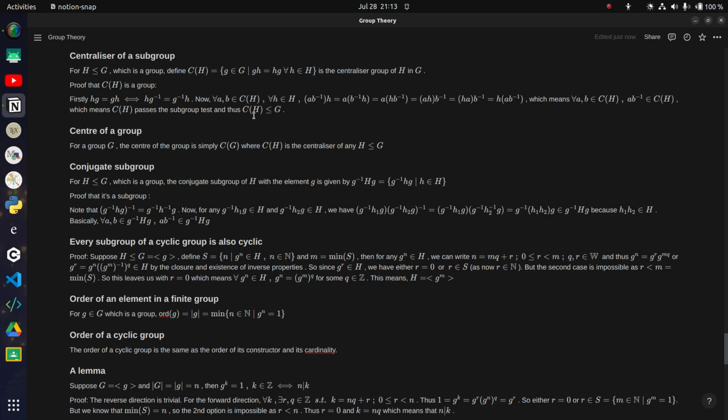So yeah, and then you have something called a conjugate subgroup, which you can also prove is a group. Wow, that was weird.